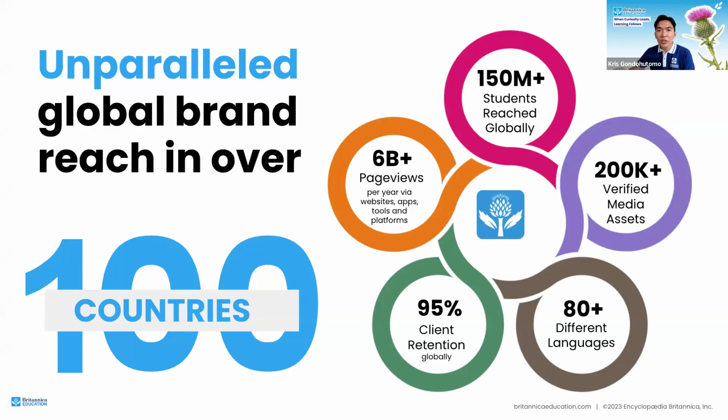Of course, some of you have already heard of Encyclopedia Britannica before, and we have many years, hundreds of years of Encyclopedia Britannica, and that's basically our strength. We have more than 200,000 verified media assets delivered in more than 80 different languages, reaching more than 150 million students globally. And we have a pretty high client retention rate as well.